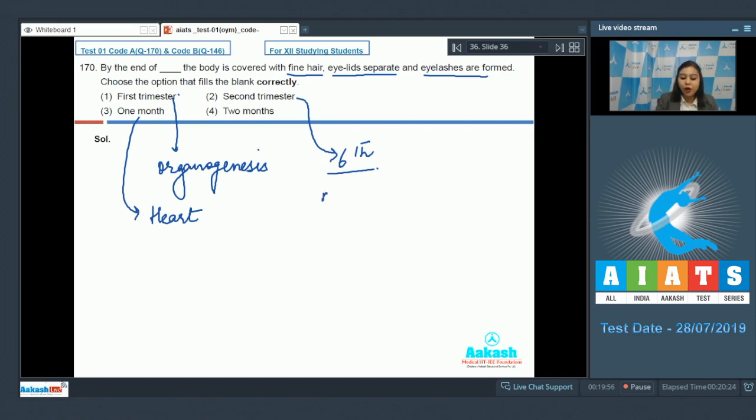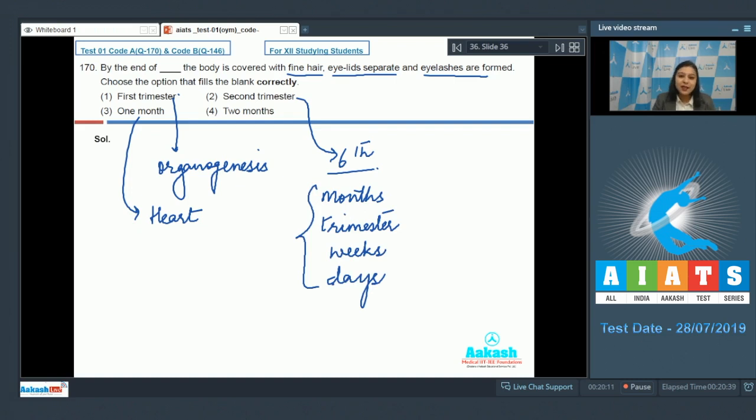Such a question can be asked in the form of months, trimesters, weeks, and even days. So we have to know the events in all these denominations. Alright students, we have to pay attention to what the question is asking. Our correct option: the appearance of hair, separation of eyelids and eyelashes occurs at the end of 6 months, the second trimester. The option 2 months will not be correct because the first and second month are part of the first trimester itself. Therefore, the answer is option number 2. You will have to clearly remember the events of embryogenesis as they are very important and have been asked time and again in your entrance exam. Moving on to the next question.